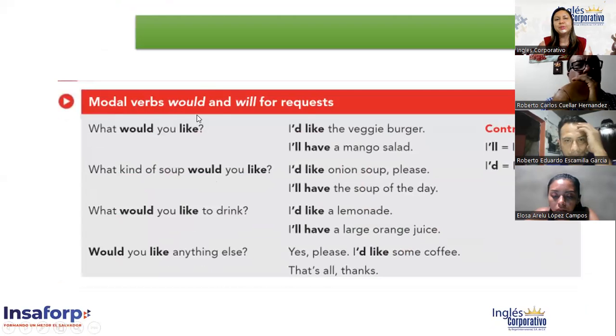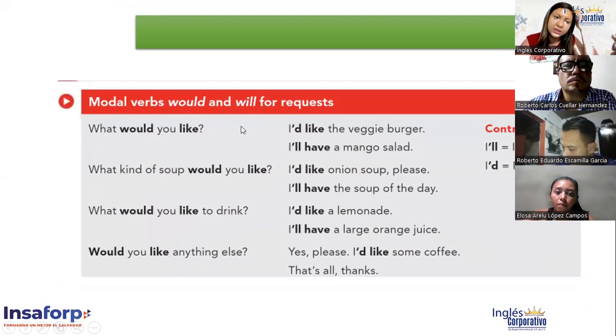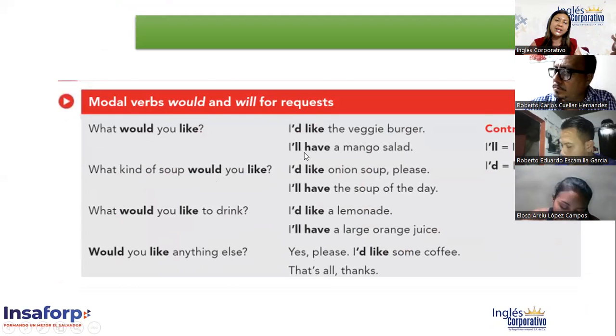So how to use would and will? For requests. Okay, for questions, what would you like? What would you eat? What would you drink? Or what would you like to eat? What would you like to drink? And you can answer, I'd like the baked burger, I'll have a mango salad.